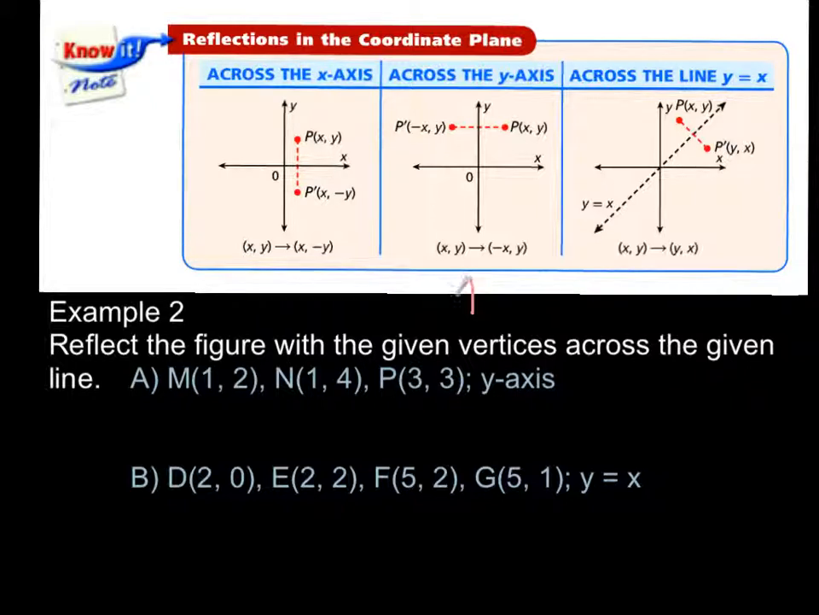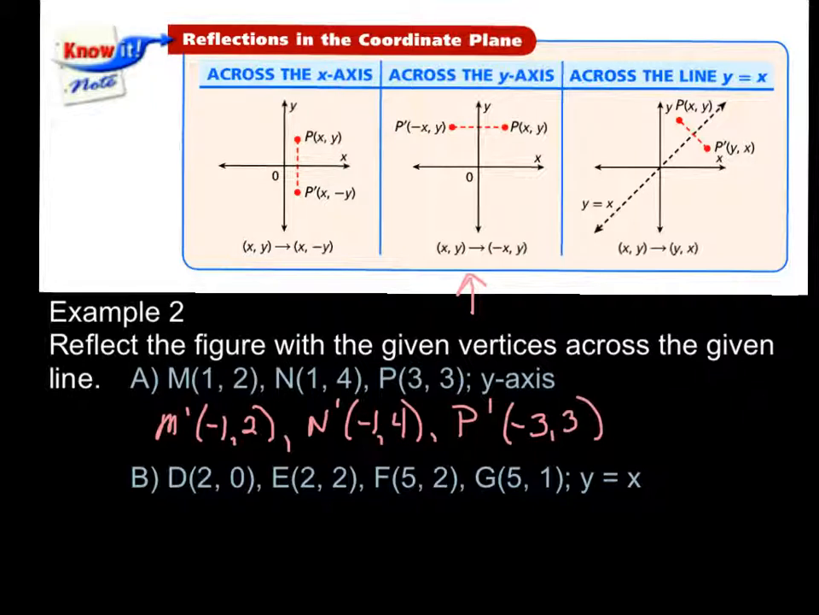So if we use the chart for across the y-axis, all it says to do is to take the opposite of the x value. That's it. So M prime, if we take the opposite of 1, would become (-1, 2). N would become N prime, and the ordered pair there would be (-1, 4). And P becomes P prime, and that would become (-3, 3). That's it.